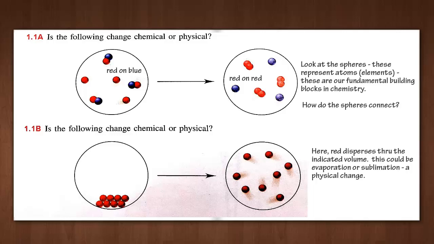So thinking about what happens here, it looks like we've taken a bunch of red spheres and just dispersed them throughout the volume. There's not really been any bonds broken or new bonds formed. It's just more dispersed. The material is more dispersed. So when I look at this cartoon picture, I think that it's more reminiscent of, say, evaporation or maybe sublimation, where a liquid or a solid gets converted into a gas. Okay, so this latter process in 1.1b, to me, represents a physical change.